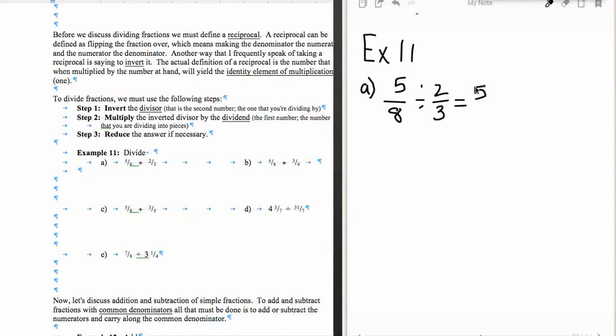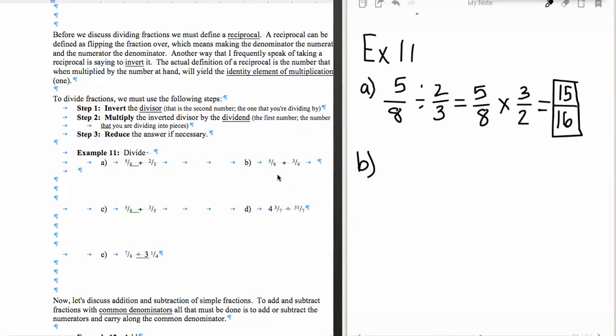So we have 5/8, and 5/8 is multiplied by the reciprocal of 2/3, so that's 3/2. Once we get there, we have a multiplication problem. Multiplication problems, remember, we look for canceling. No canceling exists. We multiply straight across the numerators, 3 × 5 = 15. Multiply straight across the denominators, 8 × 2 = 16, giving us 15/16. 15 and 16 are one number apart, therefore I know there's no reducing, so I know I'm finished.